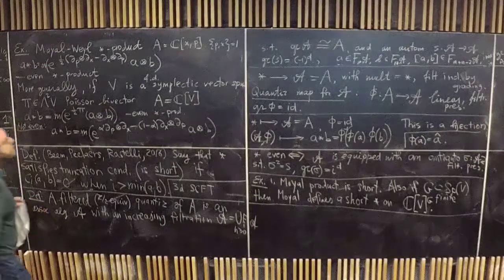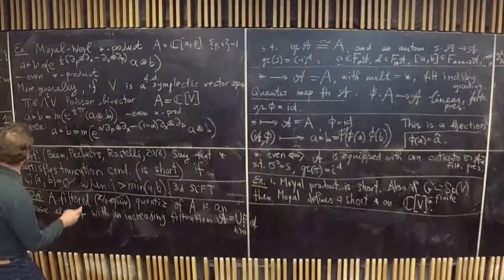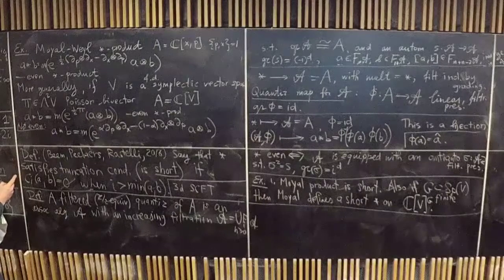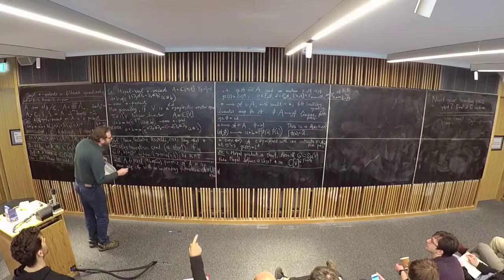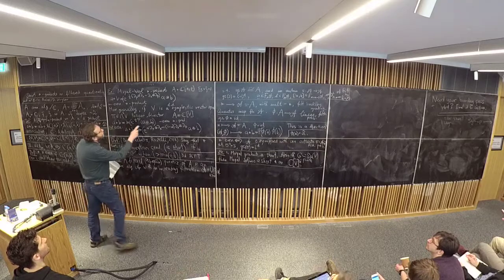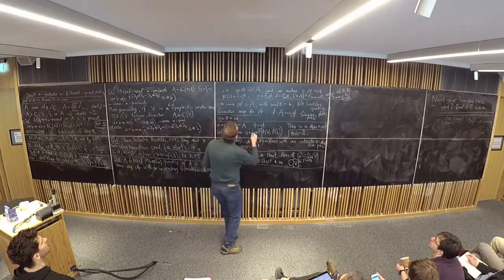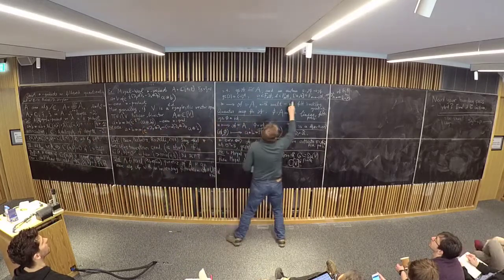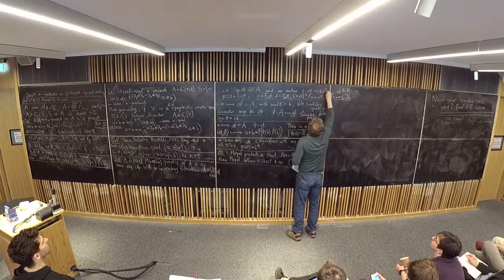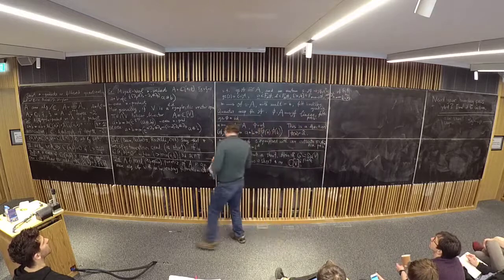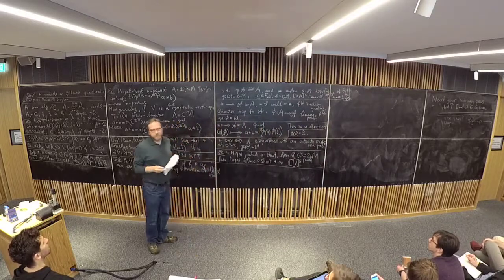Well, yes. Yes, I do ask that S should square to the identity. Where did I introduce this S? Top of the third board. Yeah, and S square equals B. Thank you. Other questions?